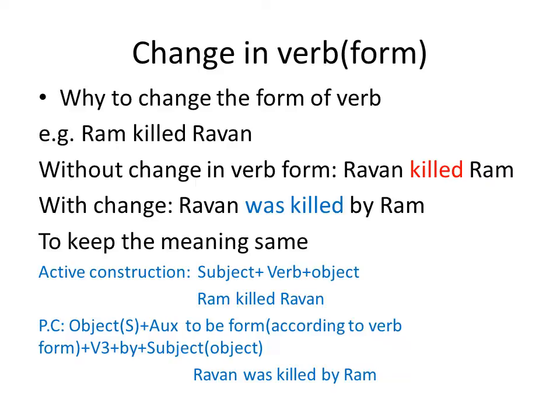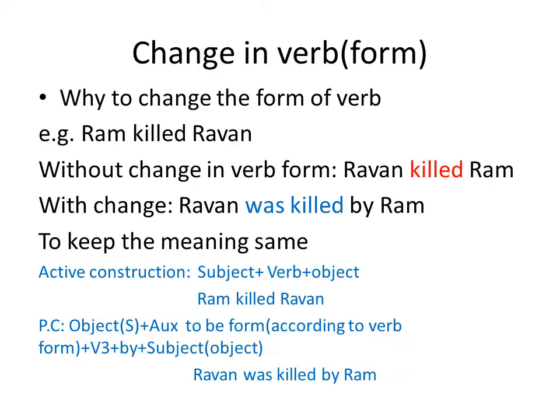sentences. So in the first sentence, Ram killed Ravan, we have a structure like that. Subject: Ram is the subject, killed is the verb, and Ravan is the object. Then in the passive construction, we have to change the object into the subject. So what will be the subject of the passive construction? It will be Ravan. That is, it is an object, but now it is a subject.